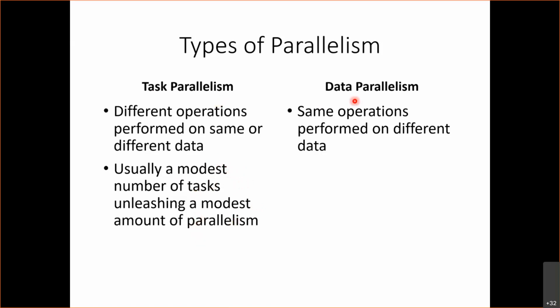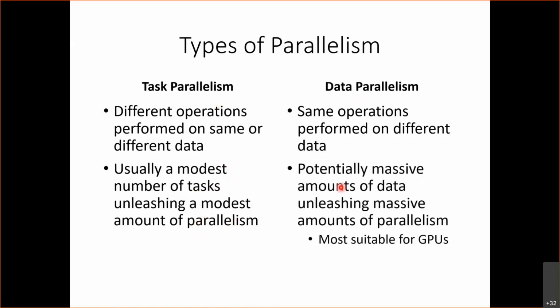On the other hand, with data parallelism, there's potentially massive amounts of parallelism that can be unleashed from a massive amount of data. And this is the type of parallelism that's most suitable for GPUs. Why? Because to increase the amount of data parallelism in a program, you don't really have to write more code to do that. It's just that you're taking the same program and running it on a much larger data set, right? If I have a screen with higher resolution, I have more pixels, and automatically I have more data parallelism. I don't really have to write new code for that.